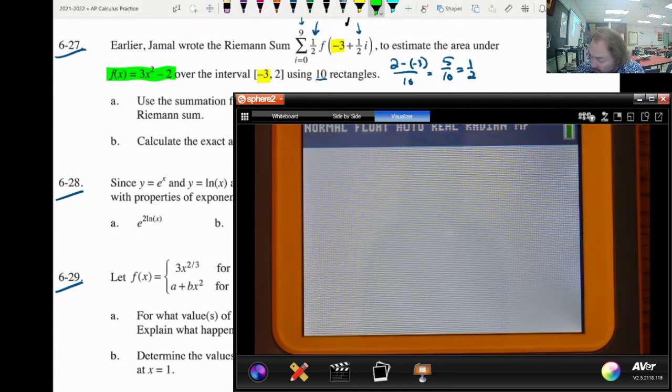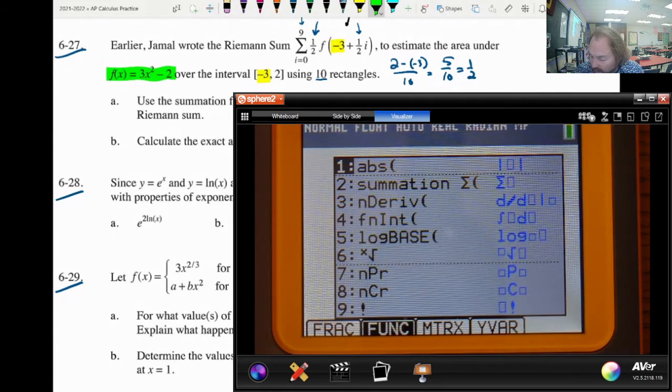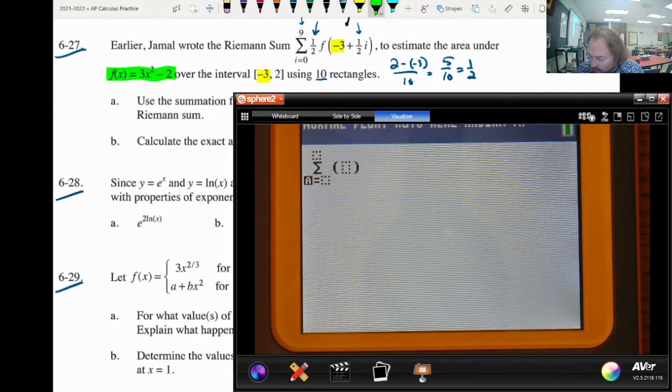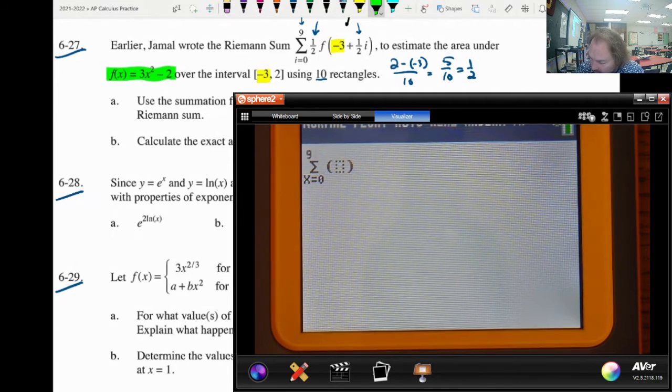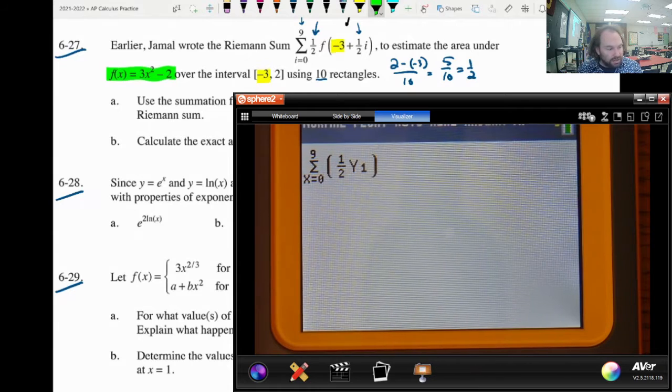Back out here on the main screen, let's actually set up the sigma. We'll go to the summation here. We'll go from x equals 0 to 9. And right here in this space, we're going to first open a fraction and type the 1/2 for the change in x, delta x. And we're just going to multiply that times y1. Because remember, the way we programmed it is that y1 contains that other subcalculation in y2. So this should do the trick. This should make it happen. It's going to be about 29.375 or something like that.